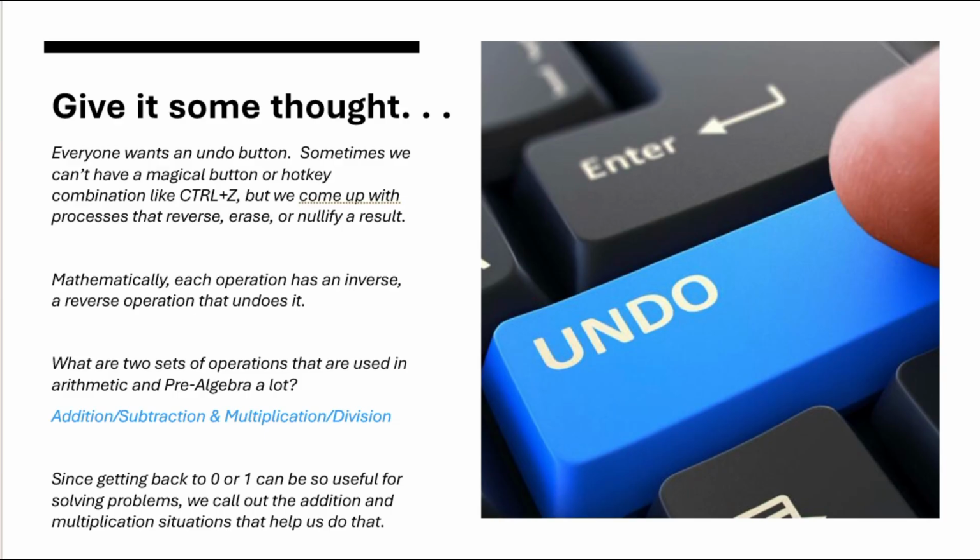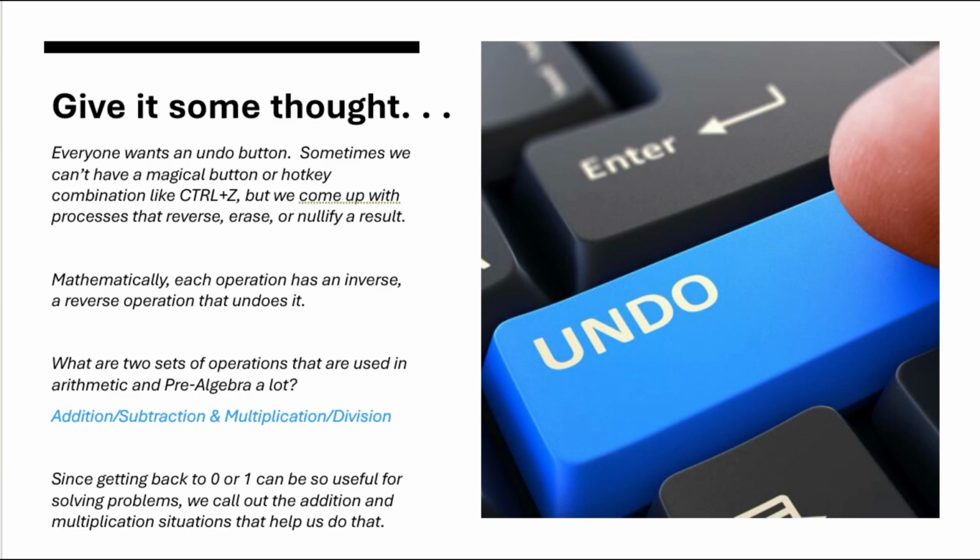Okay. And so it turns out that all of the operations we use have inverses. They have an undo button, if you will. And it's just a matter of figuring out which operation undoes every other operation. Okay. So based on what we know from arithmetic and anything you've learned in pre-algebra, ask yourself, what are 2 sets of operations that are used regularly? And hopefully you come up with addition and subtraction, because you can use addition to undo subtraction, and you can use subtraction to undo addition.